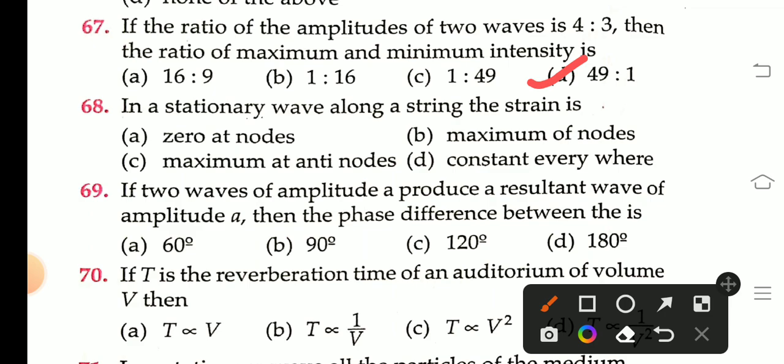Next, in a stationary wave along a string, the strain is. Right answer option C. Maximum at antinodes.